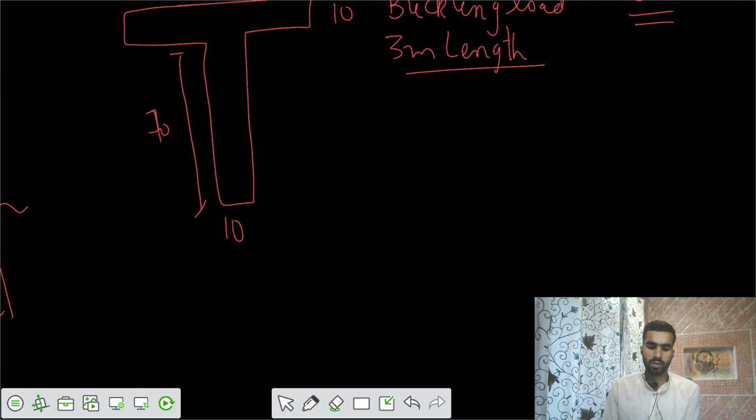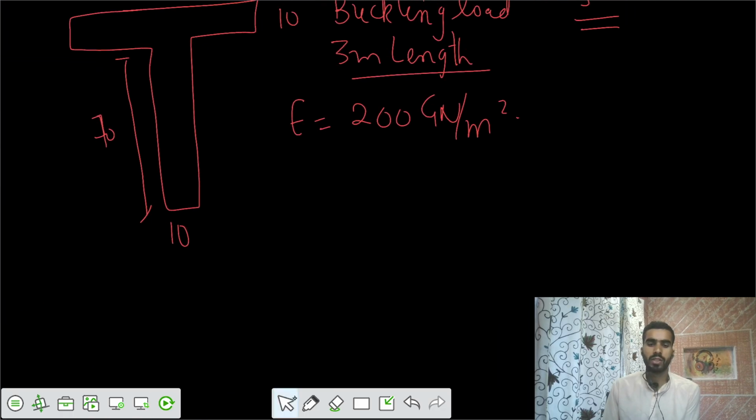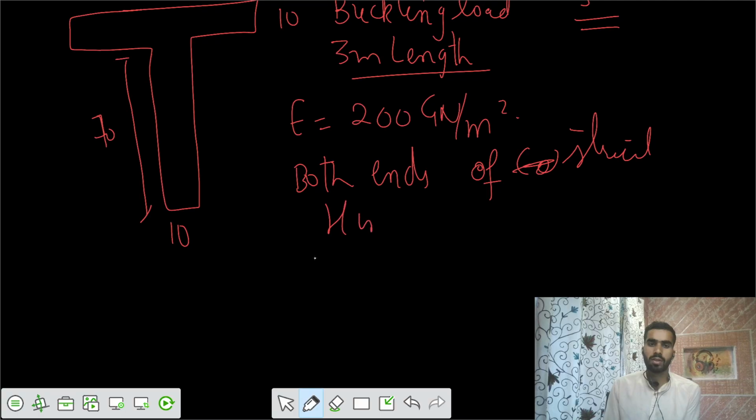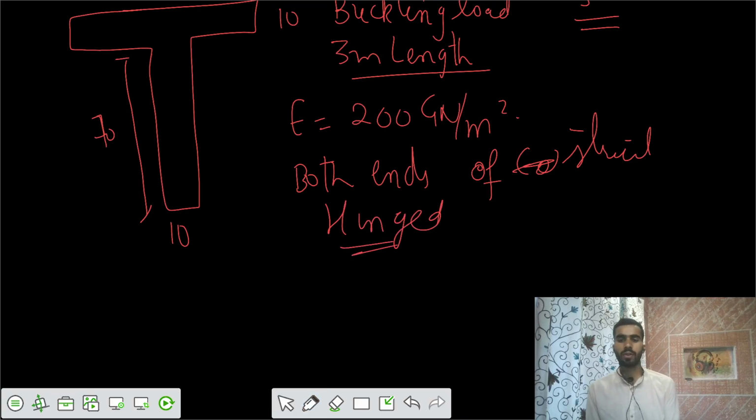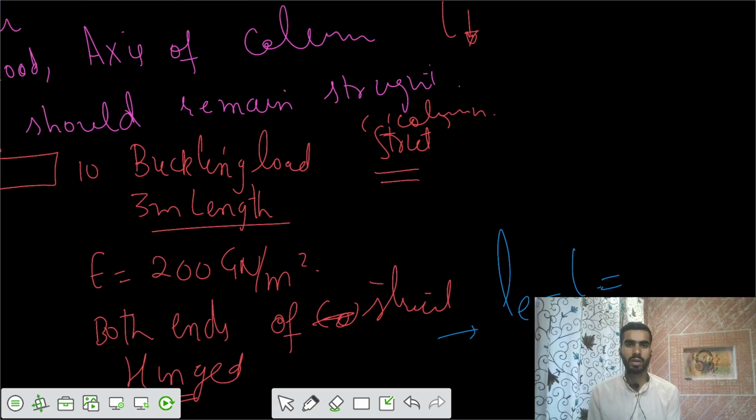Then what is given? We have the material E equals 200 giganewton per meter square, and the condition that both ends of the column are hinged. Both ends of the strut are hinged. So that means the effective length equals L, that is your length of 3 meter.